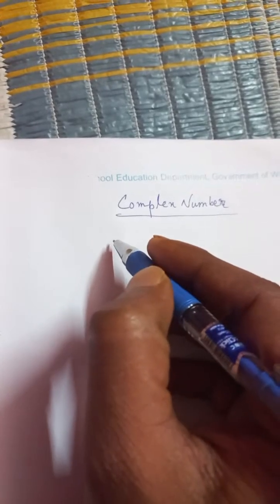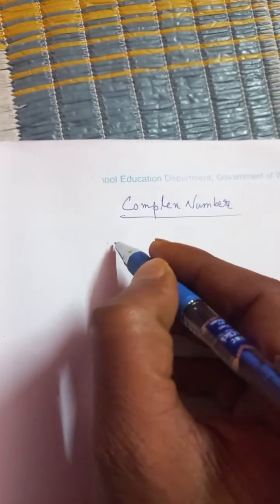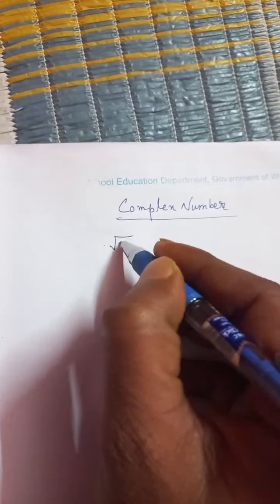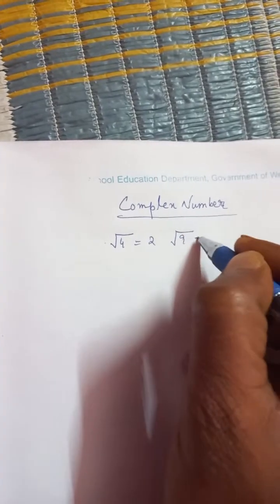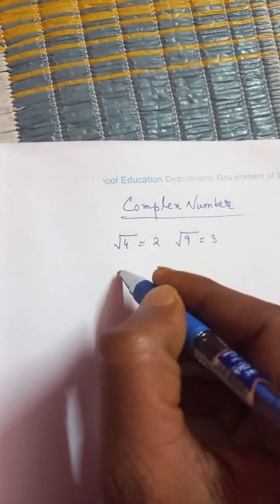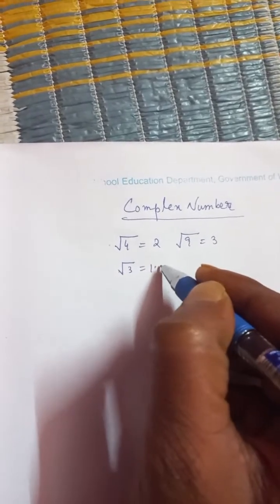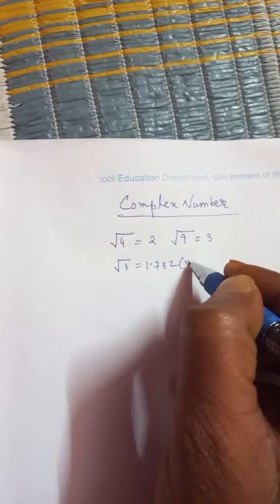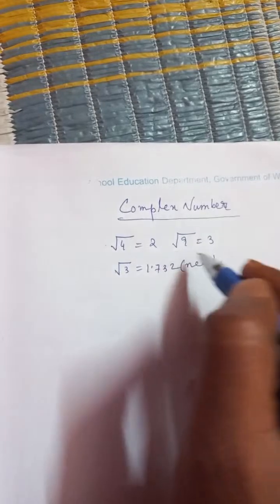As we know, the square root of every number can be found. Like the square root of 4 is 2, and the square root of 9 is equal to 3. In this way, root 3 is also an irrational number. Its value is nearly 1.732. So in this way, the square root of any number can be found.